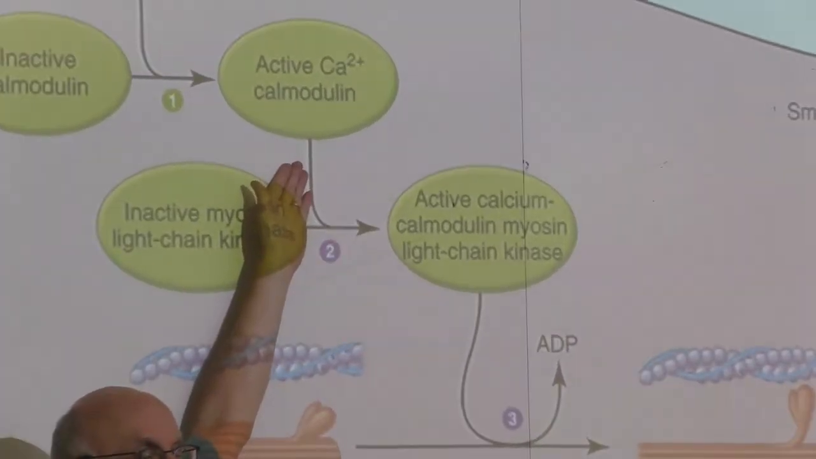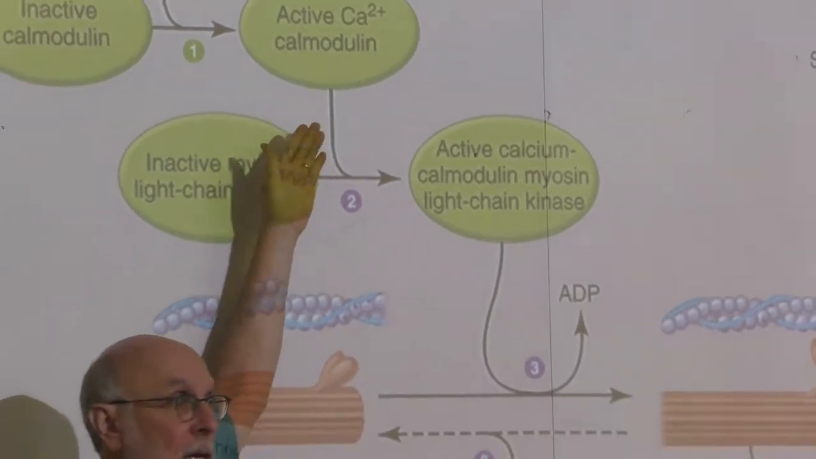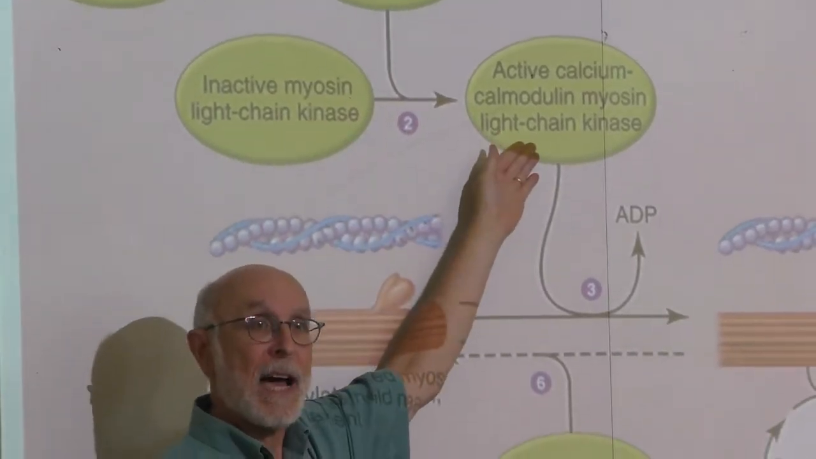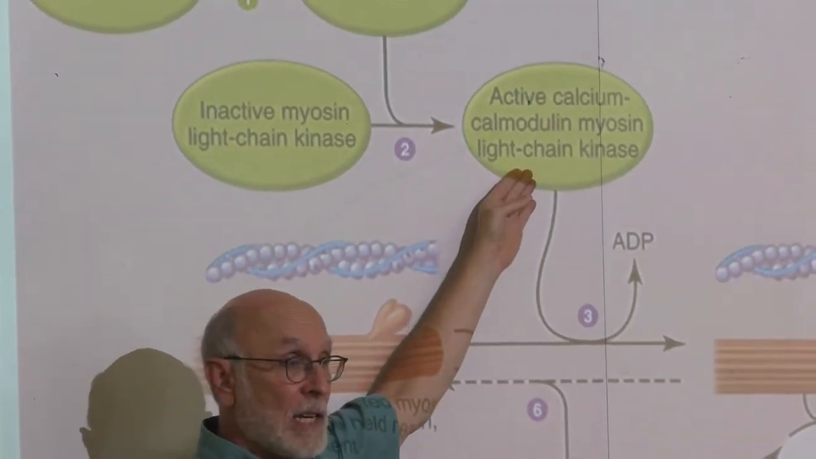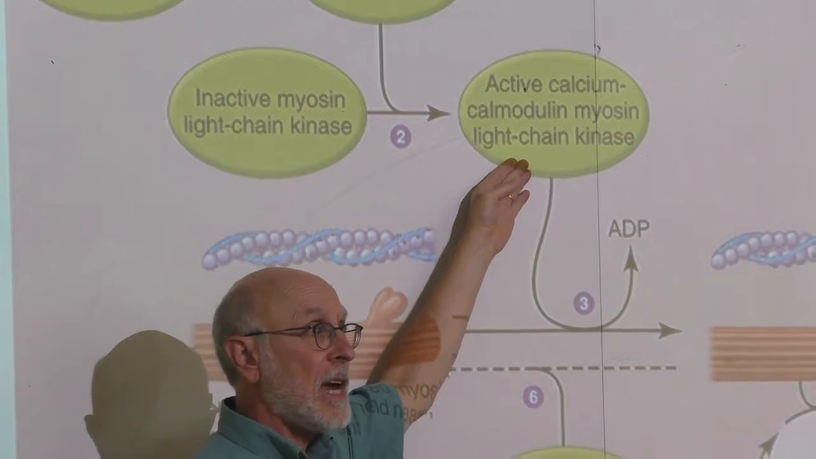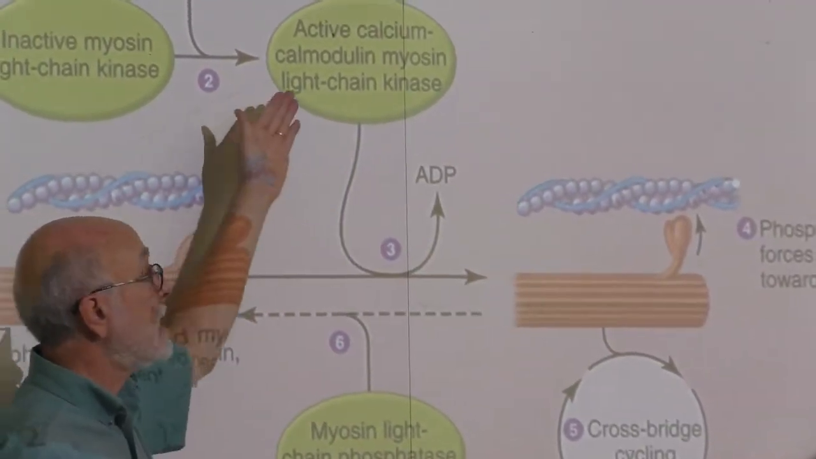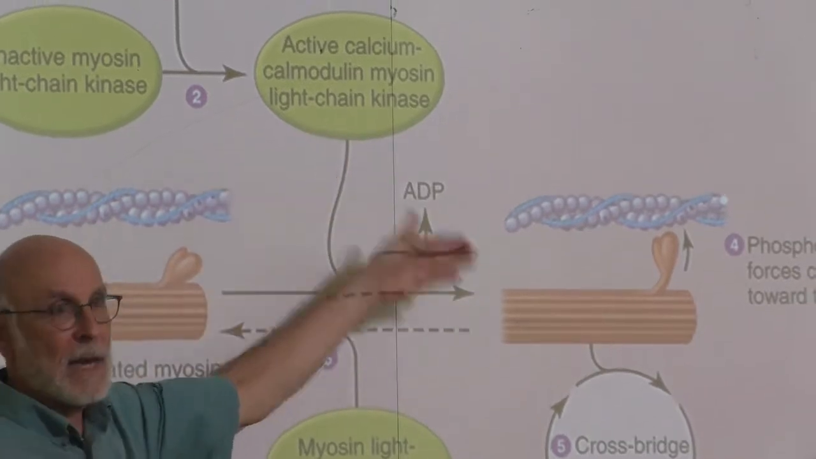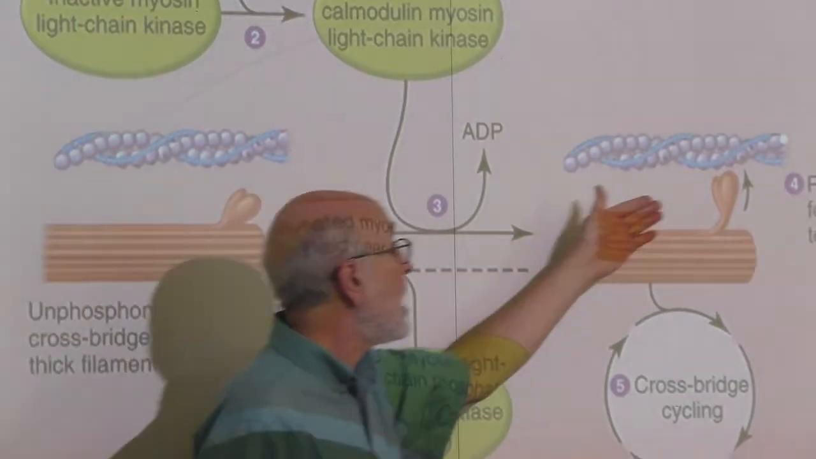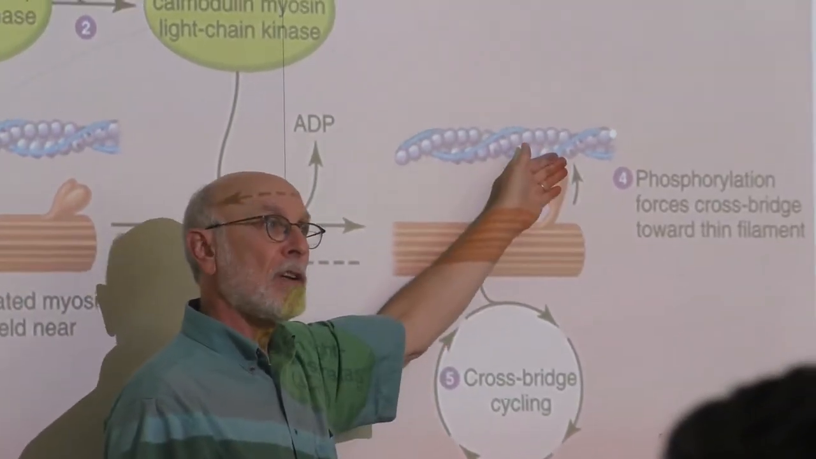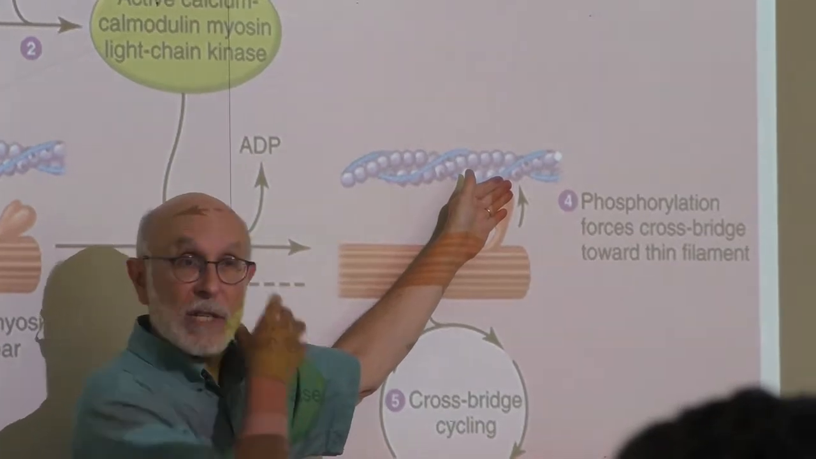Calmodulin binds the calcium, causing a conformational change to calmodulin. Calmodulin activates a kinase, myosin light chain kinase. Myosin light chain kinase phosphorylates myosin. The name tells you that: myosin light chain kinase phosphorylates myosin, and that phosphorylation of myosin is what causes cross-bridge cycling and contraction in smooth muscle.